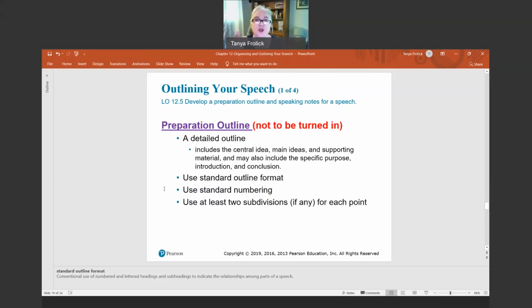This is useful for you because your preparation outline is going to have everything in it. It's very detailed. It's got your central idea, your main ideas, your supporting points, your conclusion. It's going to use a standard outline format because visually that assists us, and I've got an example on the next page.